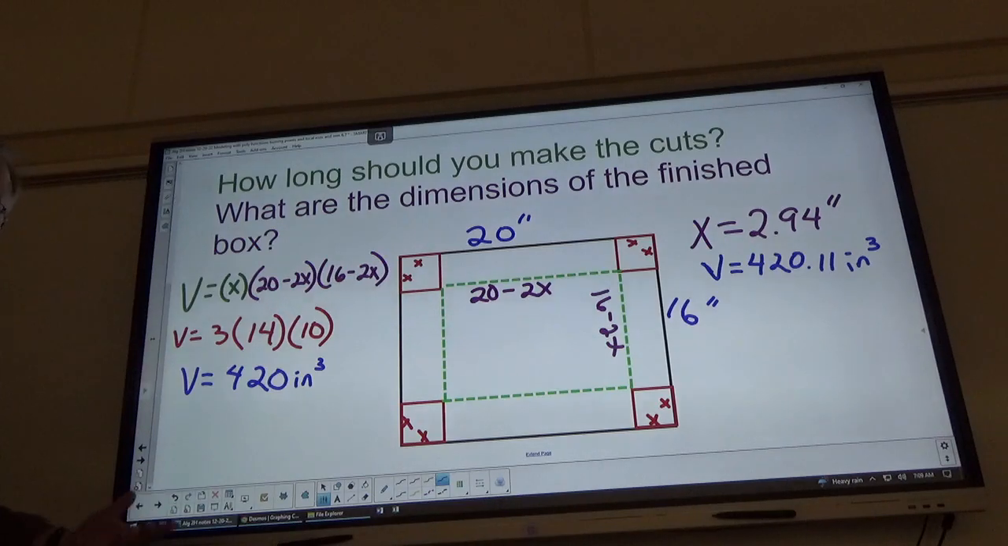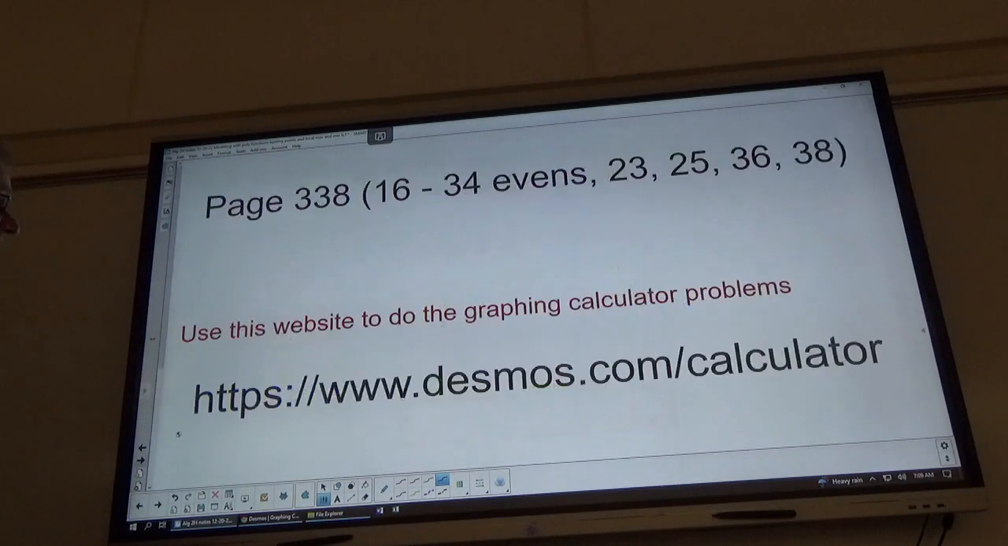So that is the extent of it. You can find Desmos here, www.desmos.com/calculator. These are the assignment problems out of your book, and that is it for today.